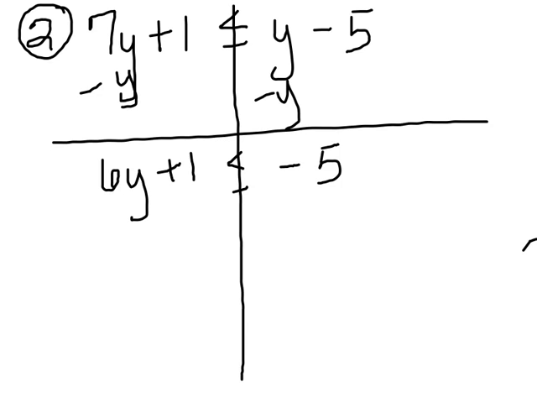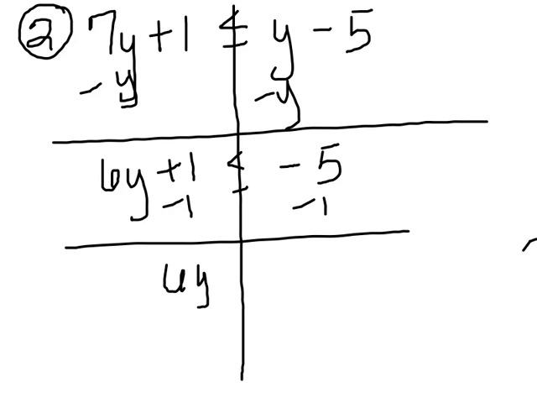Okay, what do we need to do next to get the variable y by itself? We need to move the plus 1, and we do that by doing the inverse operation, which is subtracting 1 from both sides. So we get 6y is less than or equal to negative 6. Now we need to focus on the number that's in front of y, and that says 6 times y, so the inverse operation would be to divide by 6.